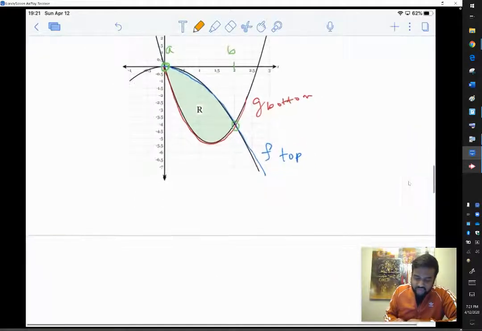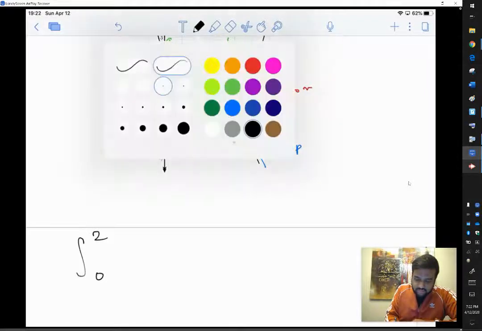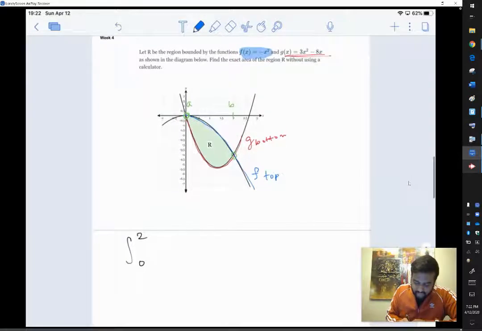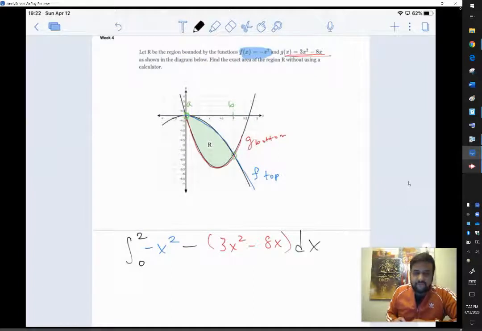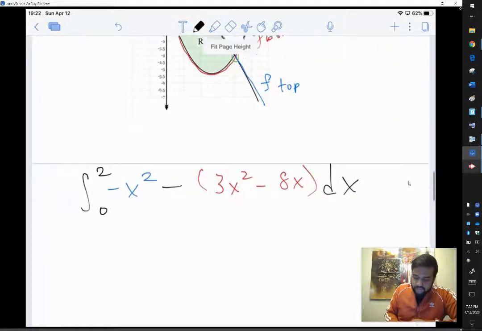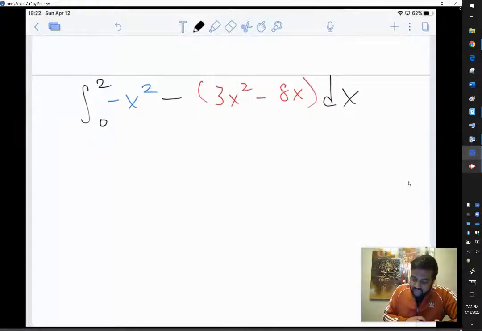This integral is going to be the integral from A to B, 0 to 2 in this case, of my top function, f of x, and f of x is defined as negative x squared, f of x minus the bottom function g of x. I'm going to use parentheses here to be precise. I'm subtracting all of g of x, dx. Top minus bottom. So we have our integral here. We've set it up. That was step 3, I think. Can't count. And all that remains now is to solve.